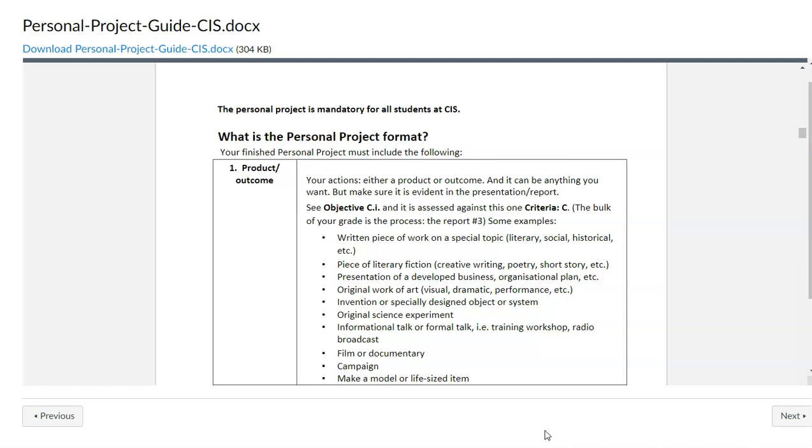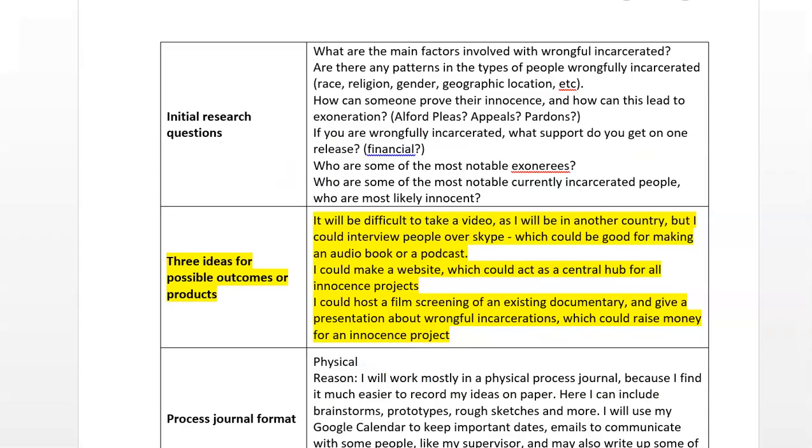It could be an original science experiment, an informational talk or a formal talk. For instance, it could be a training workshop or a radio broadcast. It could be a film or documentary, a campaign, or even a life-sized item or a model. With that in mind, let's have a look at what Lenny's written on his proposal form.